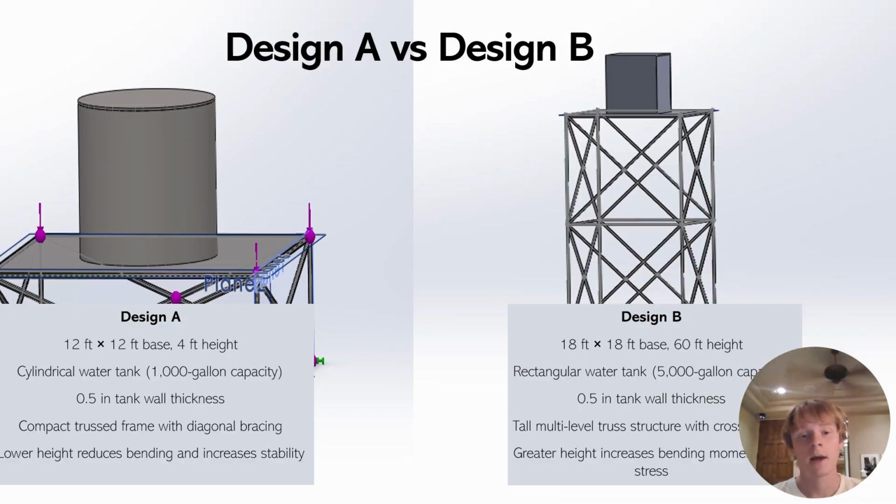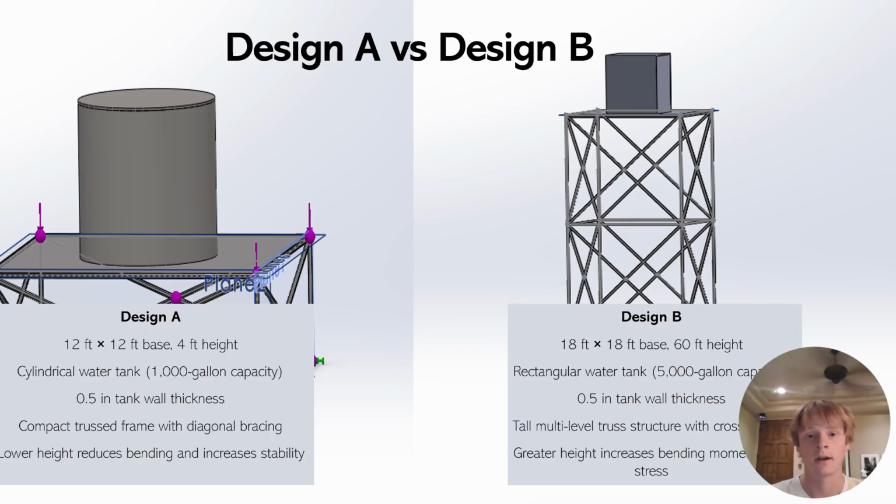Design A is a compact structure with a 12 by 12 foot base and a height of 4 feet. It supports a cylindrical tank with a capacity of 10 gallons. Because the structure is short, the load is distributed more directly downward, which reduces bending forces. This leads to lower stress and smaller displacement.